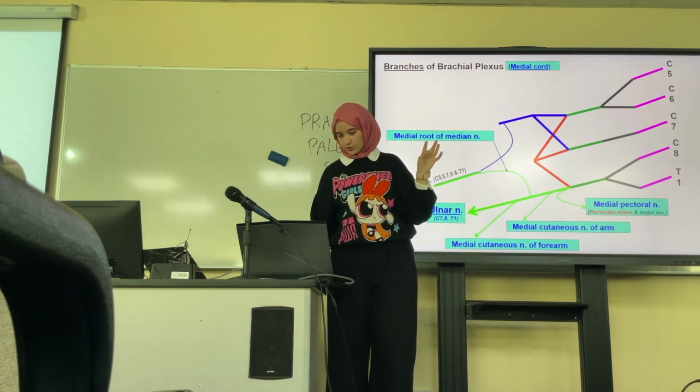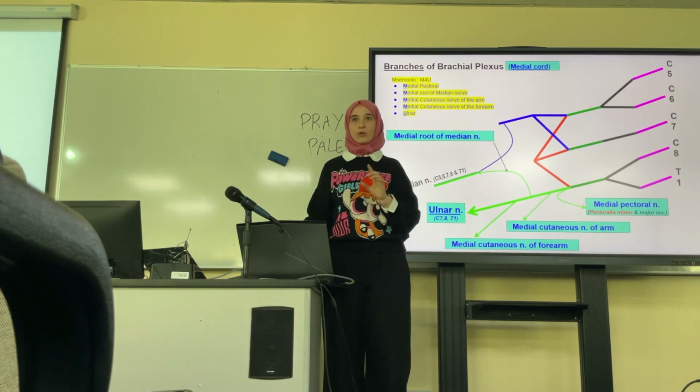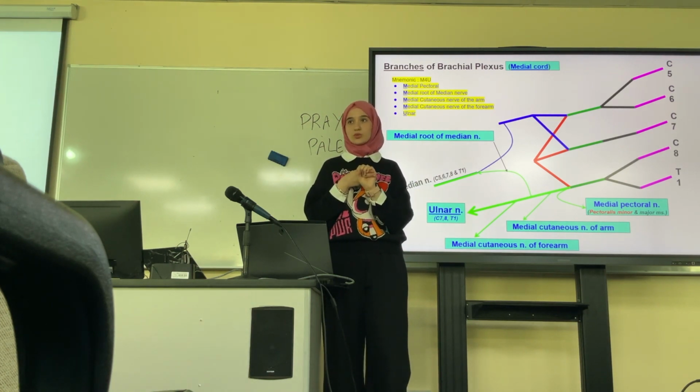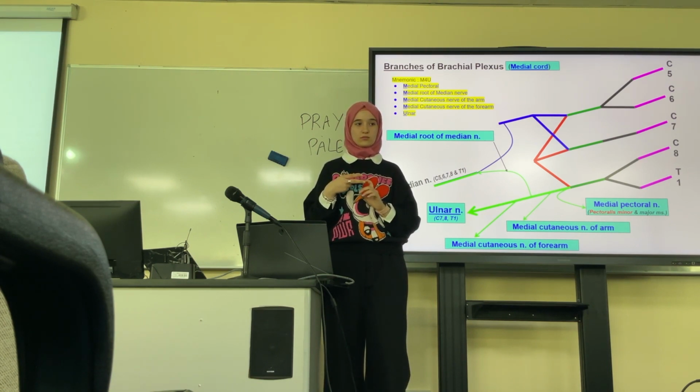We discussed the branches. Going to the medial, it's always M for you. We have two cutaneous ones, which are the medial cutaneous branch of arm and the medial cutaneous branch of forearm. Which one is taller and which one is shorter? Forearm is taller and arm is shorter. Yes. And which one is thicker and which one is thinner? I think the arm is thicker and the forearm is thinner. Yes.